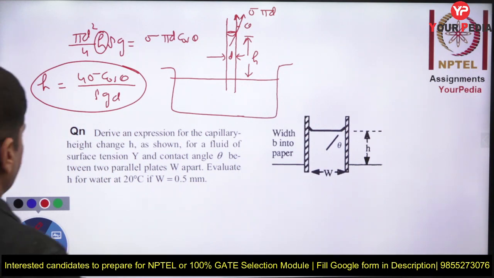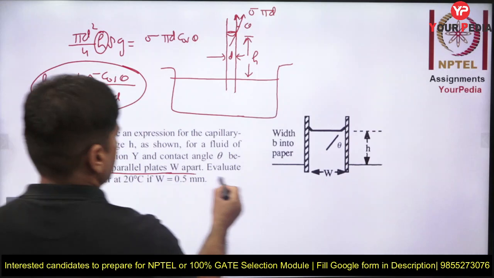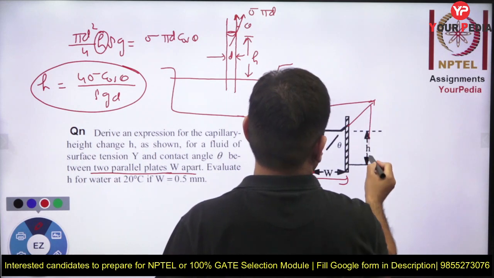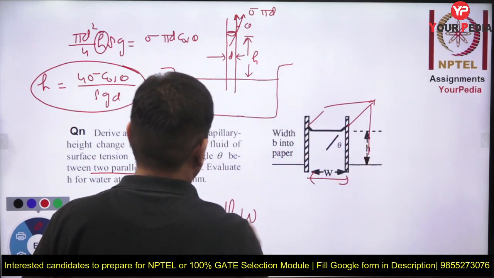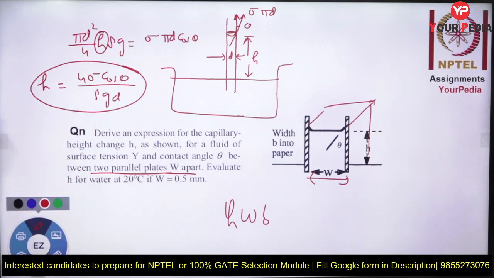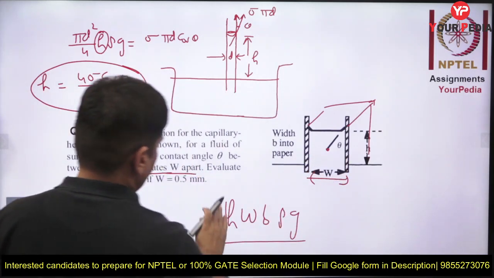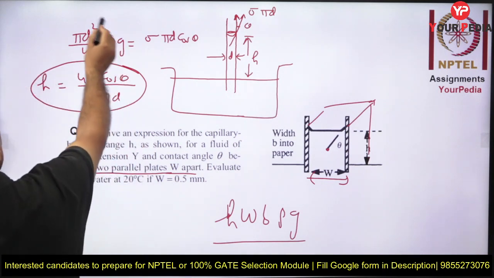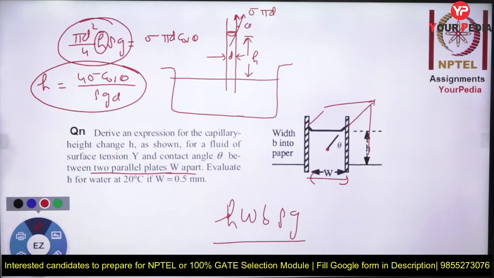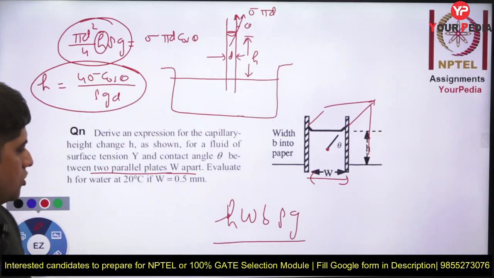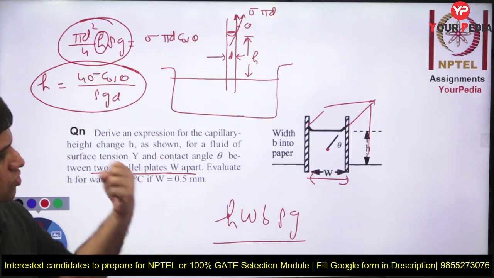Now in this case we are given two parallel plates which are W apart. What will be the weight now? The total liquid will be H into W into width, let us say B. So this is the volume of the liquid contained here. Volume of the liquid contained into rho into g is the weight of the liquid contained. In the case of two parallel plates, the weight of liquid contained is height H, W, and width B, volume, into rho g, and then surface tension.